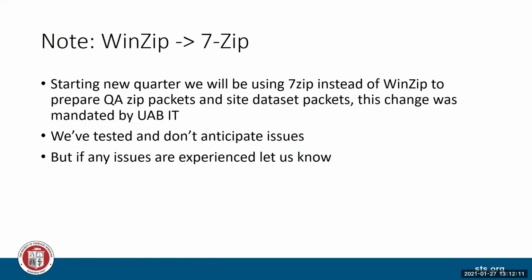And a minor housekeeping note on our end, we're going to change from using WinZip to 7-zip at UAB IT's request. That's kind of a UAB IT mandate. They've said we can't use WinZip anymore. We've tested this within the DCC and we don't anticipate any issues, but I just wanted everyone to know that that change is happening. You should be able to still unzip your packets just like you always do. But if you do have any issues, know that we've made this change and reach out, so something will have changed next quarter.